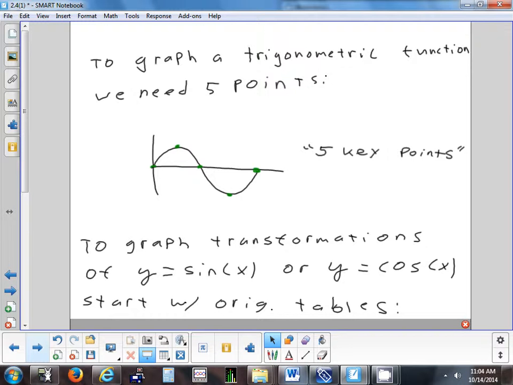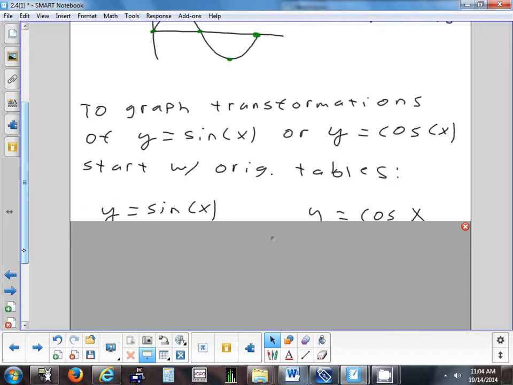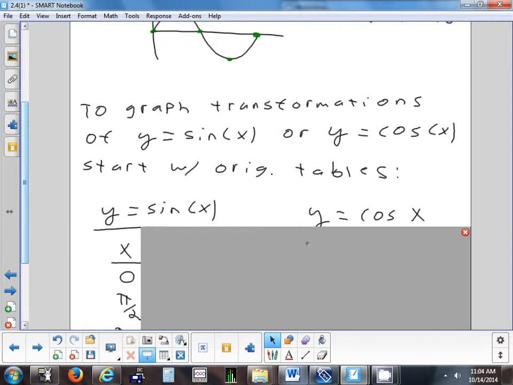Okay, for each transformation that we do of sine and cosine, we have to know where it starts. If we don't know where the graph starts, then we can't figure out where it's going to go. So we're always going to start with these original tables. We'll have one for sine and one for cosine.